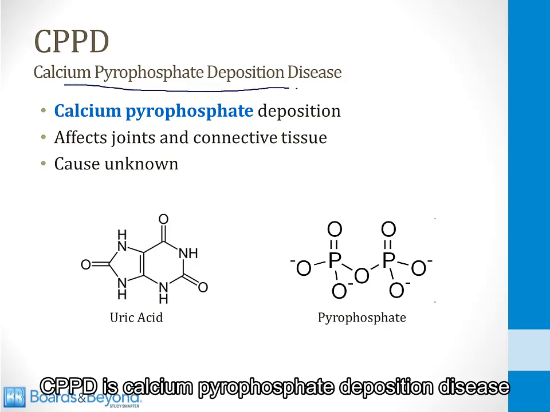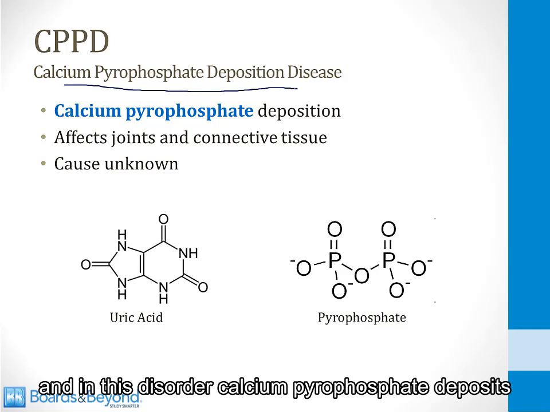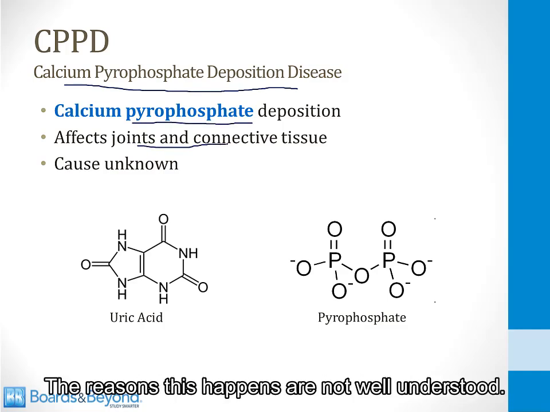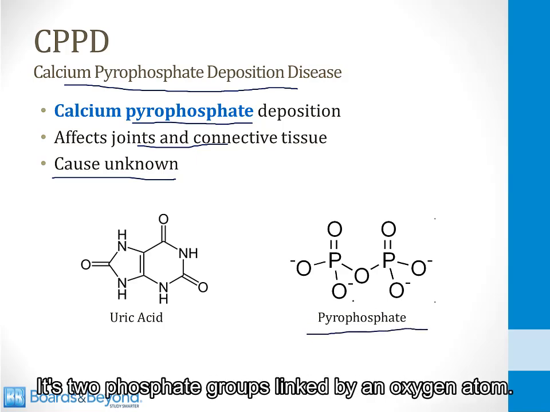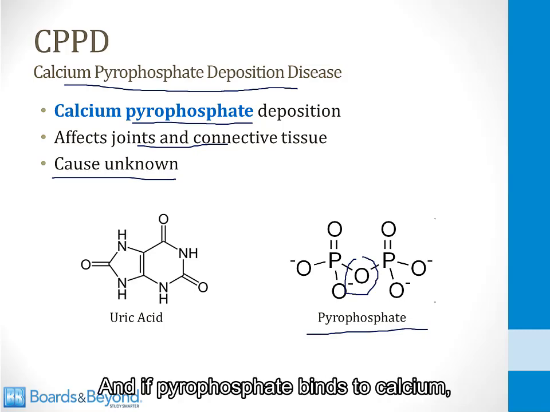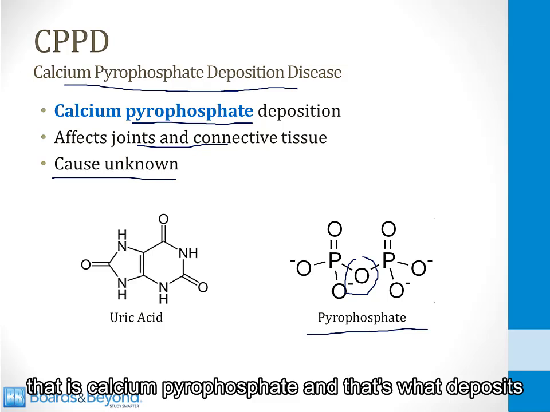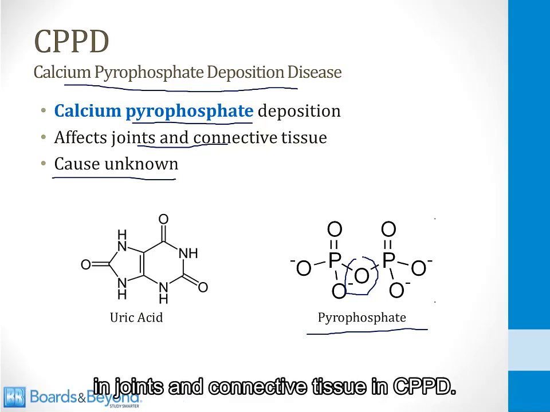CPPD is calcium pyrophosphate deposition disease, and in this disorder, calcium pyrophosphate deposits in joints and connective tissue. The reasons this happens are not well understood. If you look at the bottom right side of the screen, this is the structure of pyrophosphate. It's two phosphate groups linked by an oxygen atom. And if pyrophosphate binds to calcium, that is calcium pyrophosphate, and that's what deposits in joints and connective tissue in CPPD.